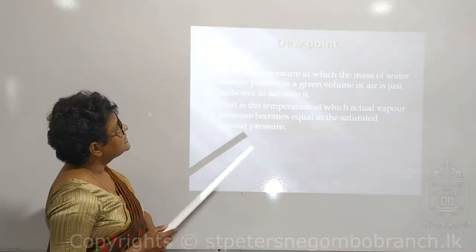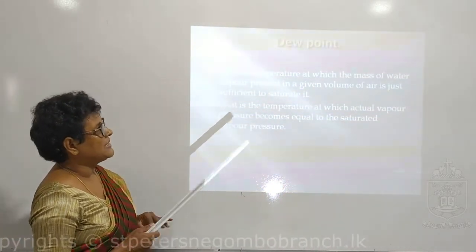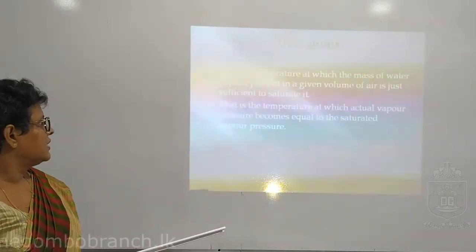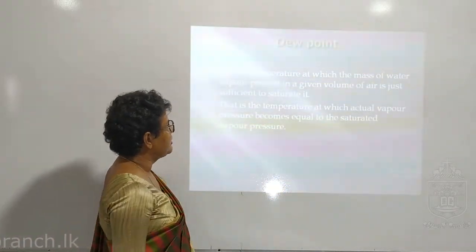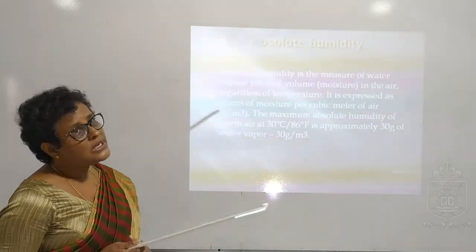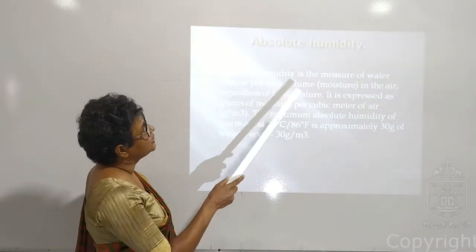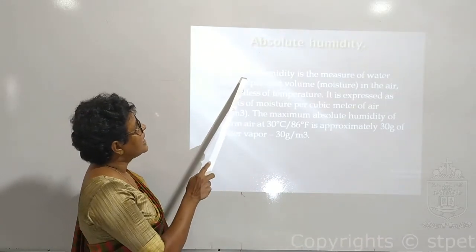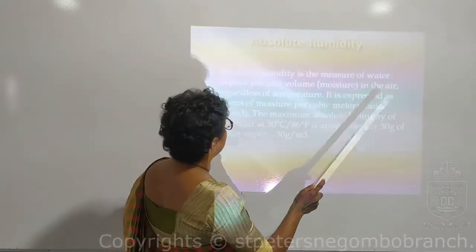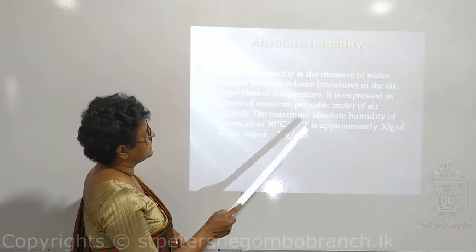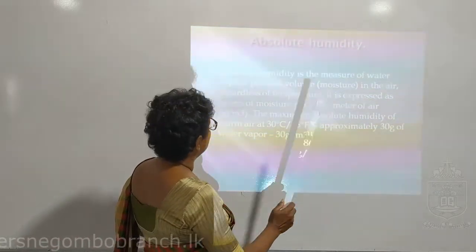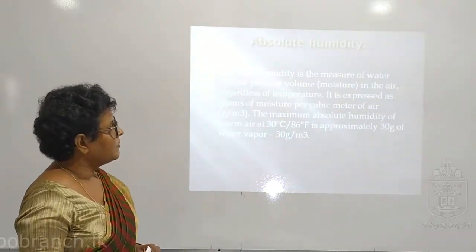Dew point. It is the temperature at which the mass of water vapor present in a given volume of air is just sufficient to saturate it. This is the temperature at which actual vapor pressure becomes equal to the saturated vapor pressure. What is absolute humidity? Absolute humidity you can define in several ways. One way is: absolute humidity is the mass of water vapor per unit volume in the air regardless of temperature. It is expressed as grams of moisture per cubic meter of air.